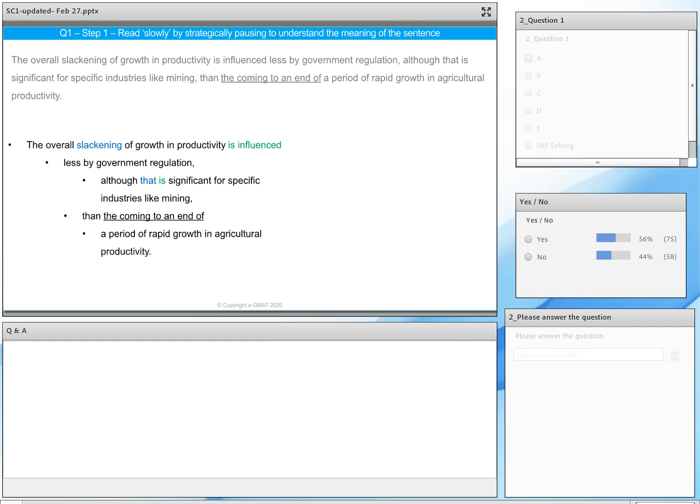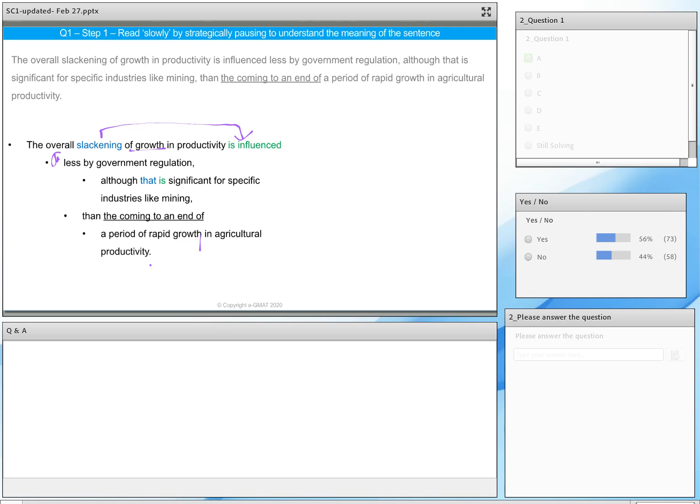So as we begin reading, we see "the overall slackening of growth and productivity is influenced." So right away, I know that I have this slackening, and this slackening is influenced, and this slackening is of growth. Okay, so this slackening is influenced by something. So I start thinking to myself and asking myself questions. Okay, well, what is this slackening? What is it influenced by? And as I keep reading, I see "less by government regulation." Okay, so this is the first piece of how it's influenced. That's my first piece, less by government regulation.